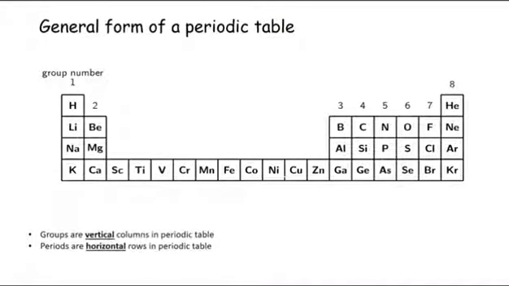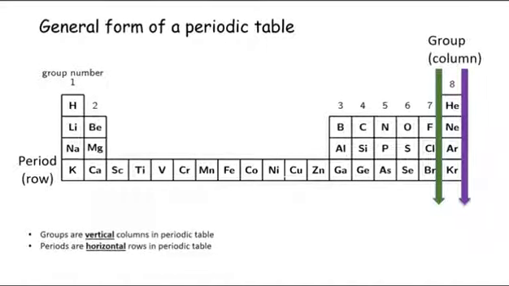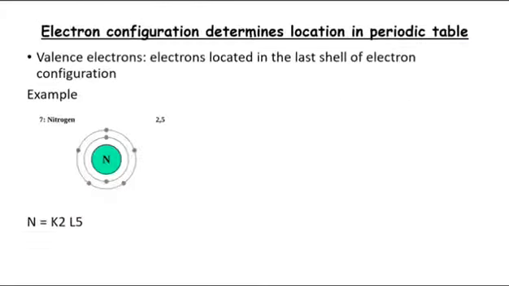We start with an overview of the periodic table. It is composed of vertical columns or groups and horizontal rows or periods. The electron configuration determines the location in the periodic table. First, we start by defining valence electrons. They are electrons located in the last shell of the electron configuration.